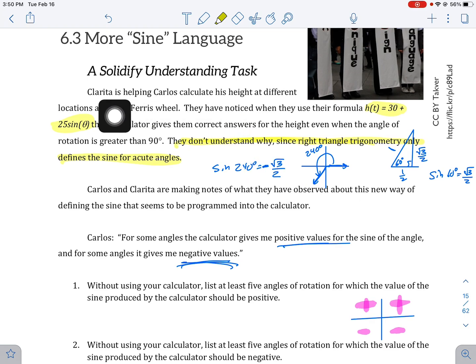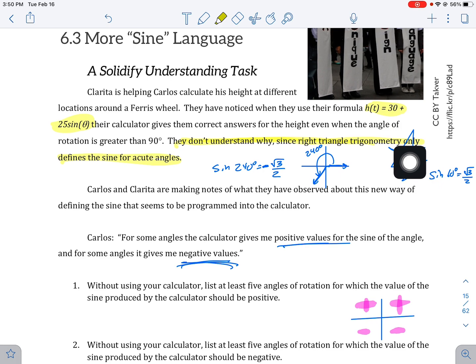So anyway, the first thing is that from 6.2 they noticed there's a general formula that worked for the height of the Ferris wheel. H of t is equal to 30, that was the midpoint, plus 25, that's the radius, times the sine of theta. So no matter what the theta was, the calculator gave them the correct answer for the height, even though the angle exceeds 90 degrees. So there's something the calculator is doing here to compensate for this.